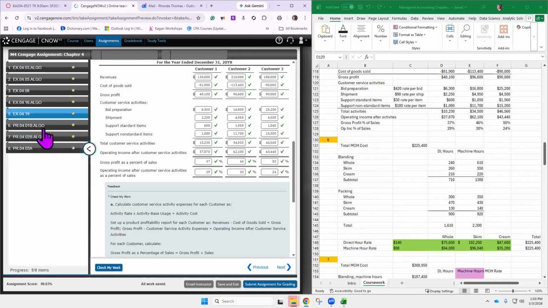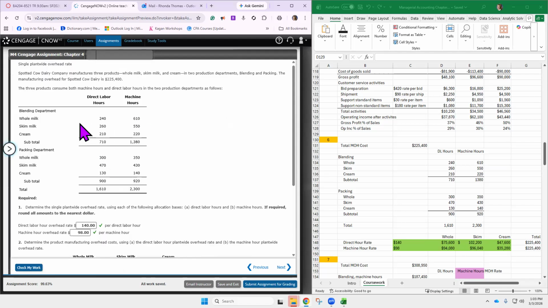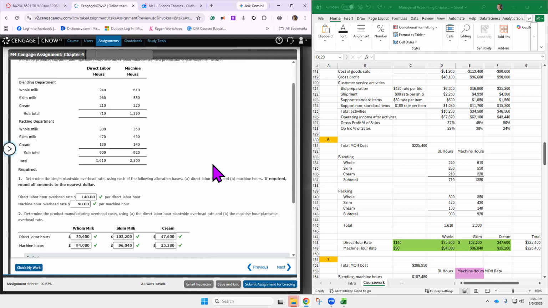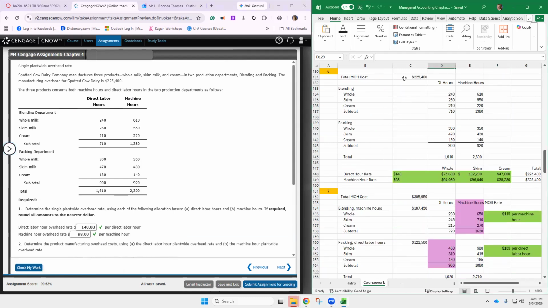Whew, okay, so let's go on. Now this one you'll have different numbers. We're going back to a single plant-wide rate. This is a dairy, okay? First thing out of the gate is to put down what the total manufacturing overhead cost is. Then you've got a blending department and the hours they spend direct labor, machine hours.